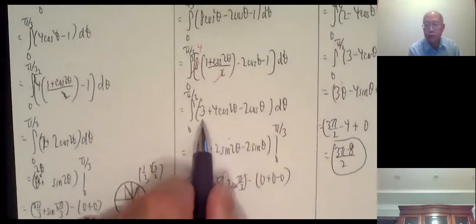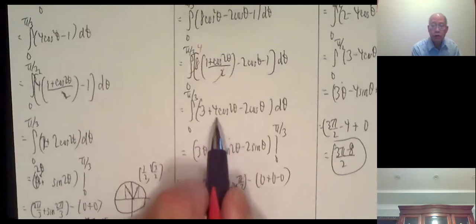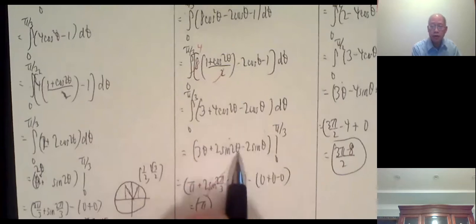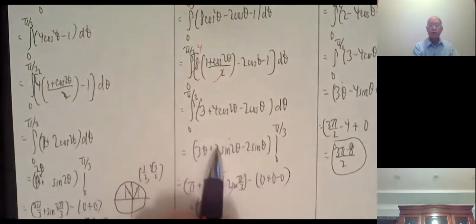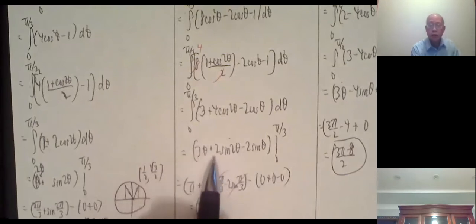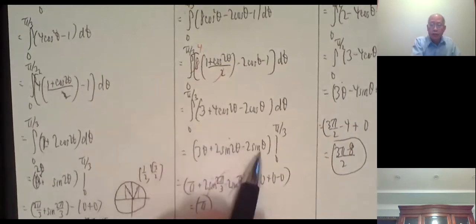So integrate. Integral of 3 is 3 theta. Integral of 4 cosine 2 theta is 4 sine of 2 theta times a half. 4 times a half is 2. Integral of negative 2 cosine theta is negative 2 sine theta. Remember, you can always double check your integration by differentiation. What's the derivative of this stuff? Derivative of 3 theta is 3. Derivative of 2 sine 2 theta is 2 cosine 2 theta times 2, so you get 4. And derivative of negative 2 sine theta is negative 2 cosine theta, so that works.